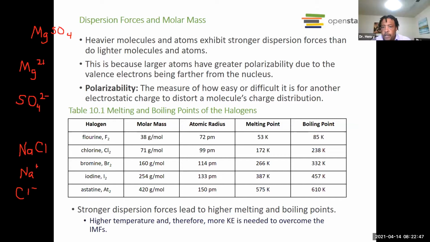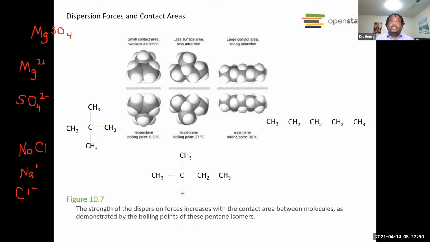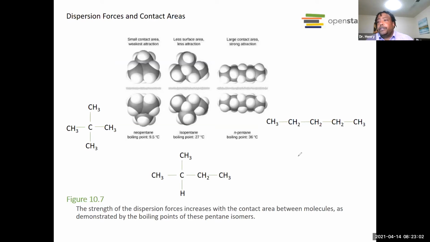Okay, so I have a question for you here. Now knowing kind of what you know, I want you to look at these molecules here. These are all isomers. They're all pentane isomers. So we have neopentane, which looks like this, and this is the space-filled model. And then this is isopentane, and then this is n-pentane. So these are three different isomers of pentane.